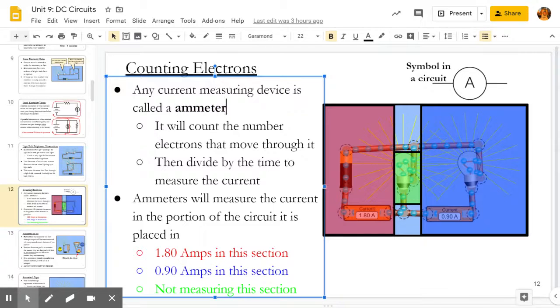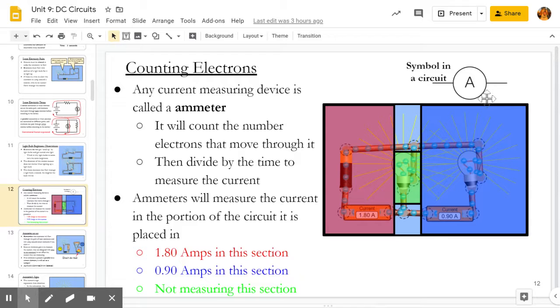It will count the number of electrons that move through it. Here's the symbol whenever you might see it in a circuit. It's going to be an A with a circle around it that represents an ammeter. It is something that is counting the number of electrons and dividing by the time in order to measure the current. Ammeters will measure the current in the portion of the circuit that it's placed in.